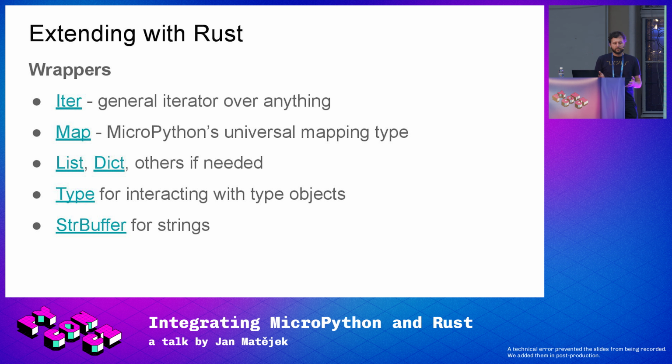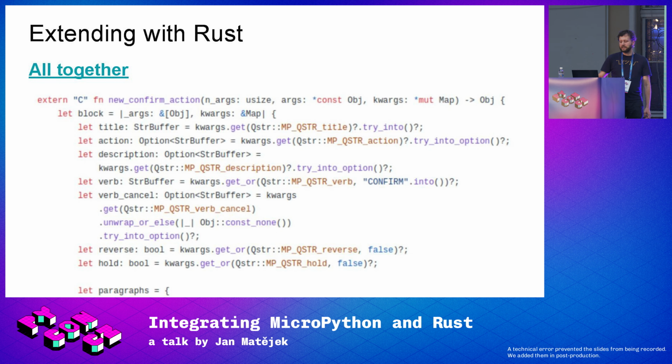Under the hood, it's some object has methods, so I have a list type that also has methods, and that calls the MicroPython methods. We have wrappers for iterators, which is anything that Python can iterate, maps, which underlie the dictionaries and objects, string buffers, etc. And this is how a Rust function that is callable from Python looks.